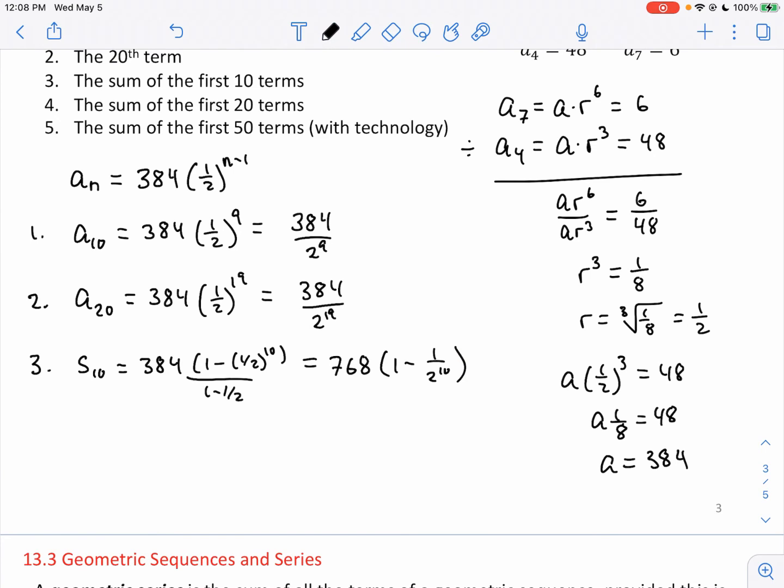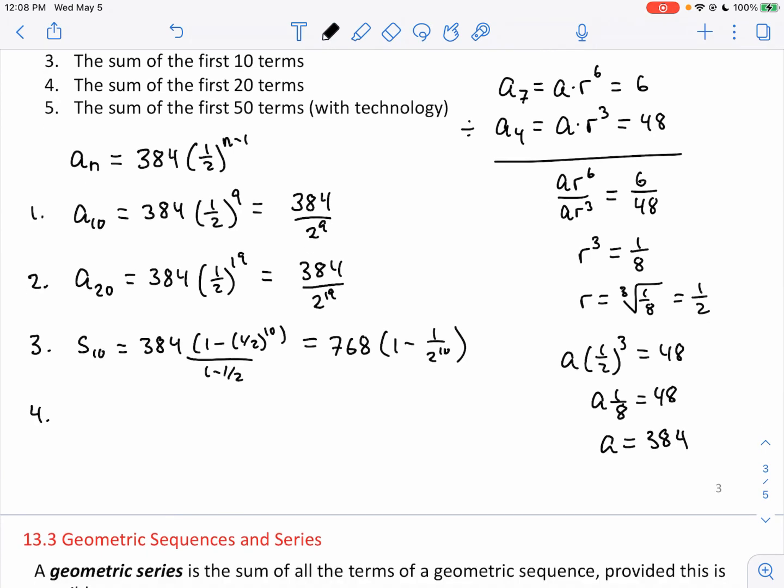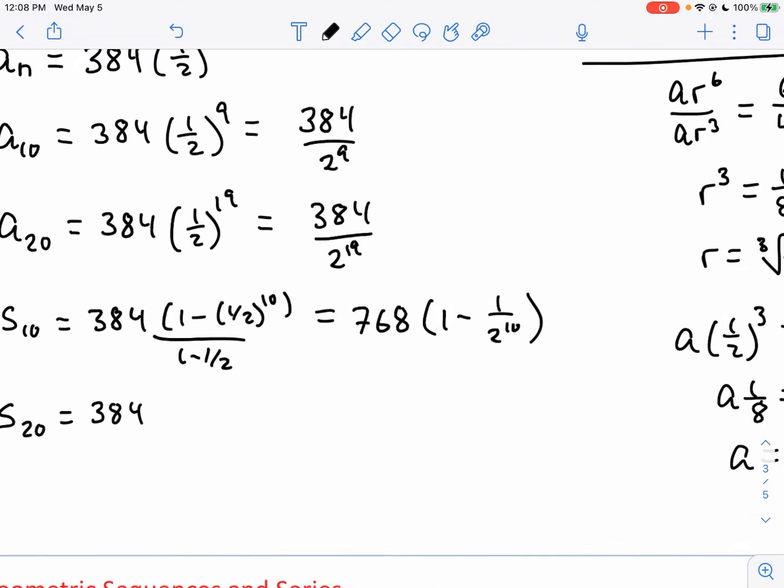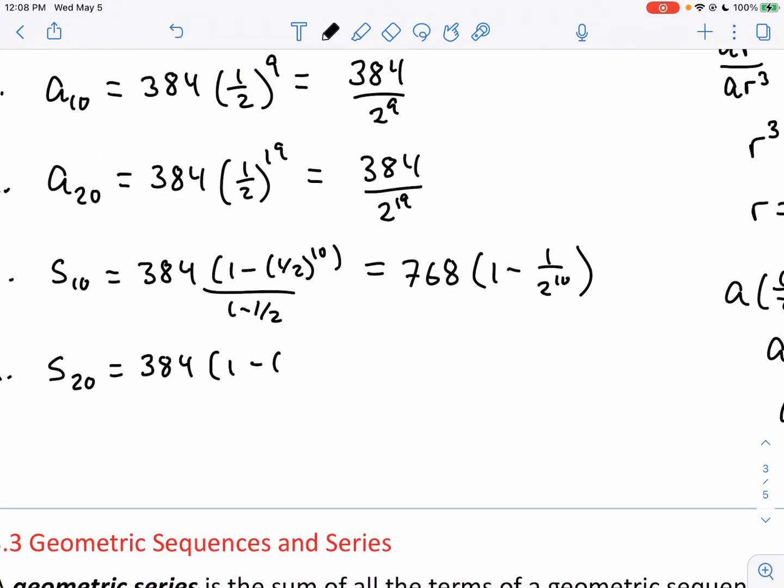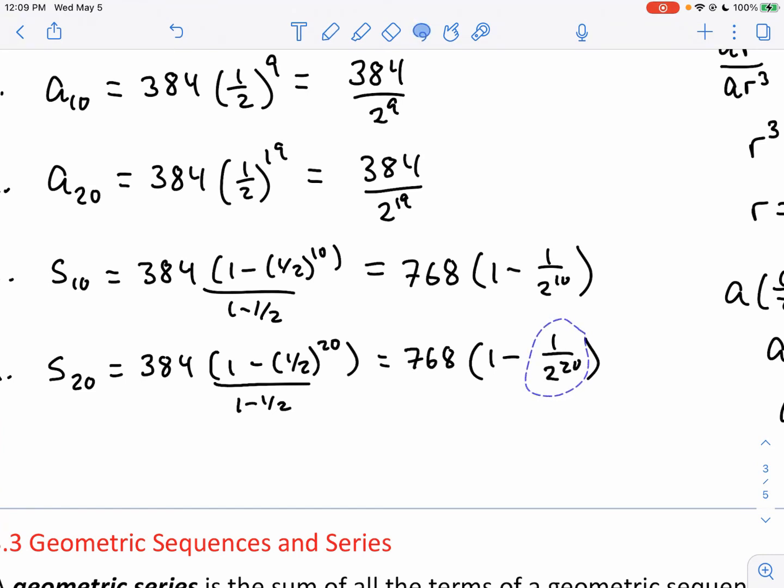Keep that in mind. Number 4, the sum of the first 20 terms. The sum of the first 20 terms, according to the formula, is 384. It's going to be the same thing we just wrote above, except that we're going to have a 20 exponent on that 1/2. So we're going to get a lot of similar results. We're going to get 768 times 1 minus 1 over 2 to the 20th power. This answer, notice right here, this is even closer to 0 than the prior fraction up above. So this is even closer to 1 than this expression. So this answer is even closer to 768 than this answer. But they're both below it.